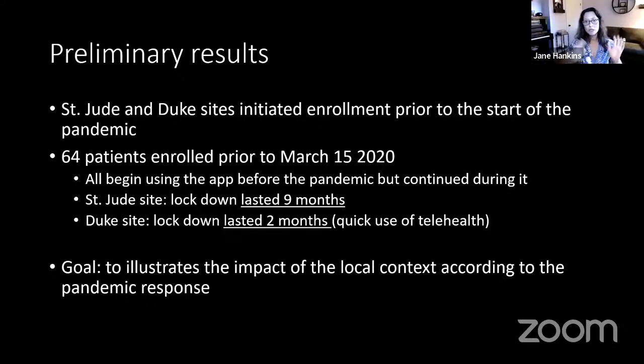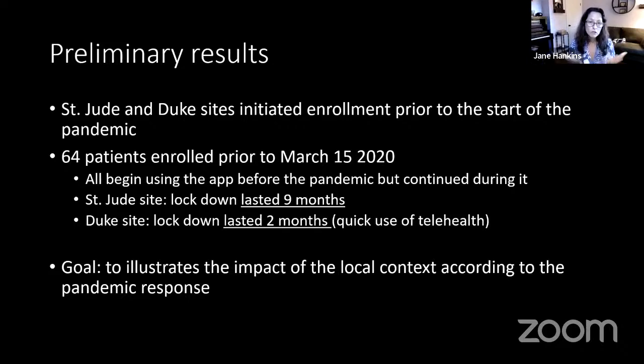So what happened was each of these two sites responded differently to the pandemic. So St. Jude had a lockdown that lasted 9 months, and Duke had a lockdown that lasted only 2 months, and they immediately switched to telehealth. So they responded differently, meaning the context for both sites was different.